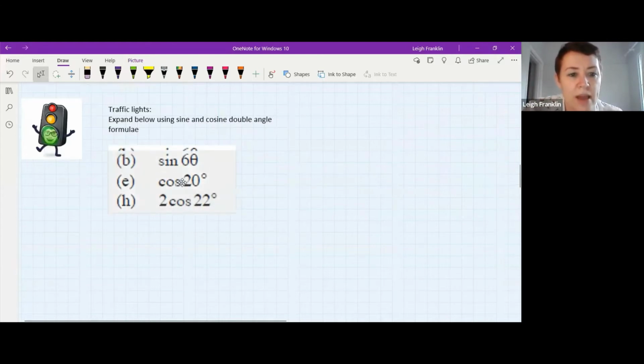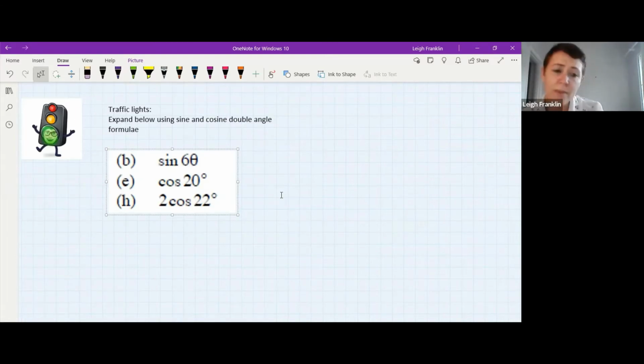So be careful. It's not sine 60, it's sine 6 theta. You're going to write sine 6 theta as the sine of a double angle, and you're going to do the same thing with E and with H, except those are cosines. We are going to give you 4 minutes. But when you're done, just pop a thumbs up into the chat and then we know that you're done and we can carry on. Good luck, guys.